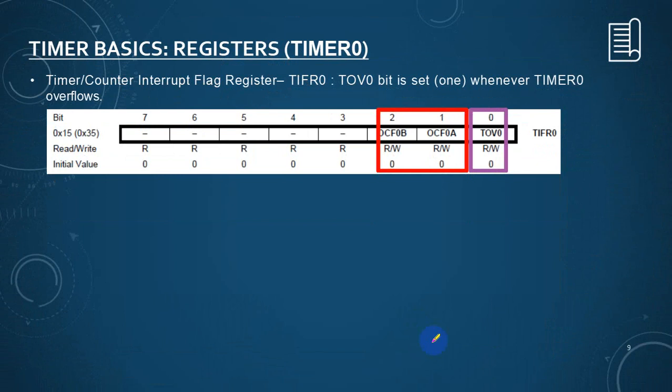Timer counter interrupt flag register, TIFR0. Look, there's a bit called TOV0, the timer overflow bit. How does it work? As I mentioned, when there is an overflow, this bit is set to 1. So your processor checks this bit. It is 1, okay, one count. Again it checks. Another 1, another count. So by checking the bit, you know that a count has been made.